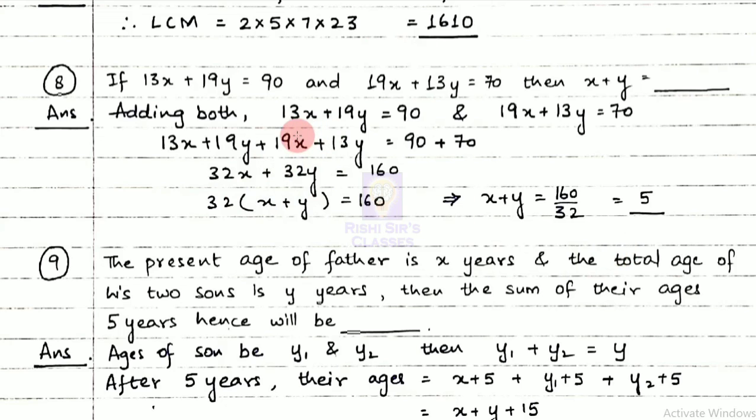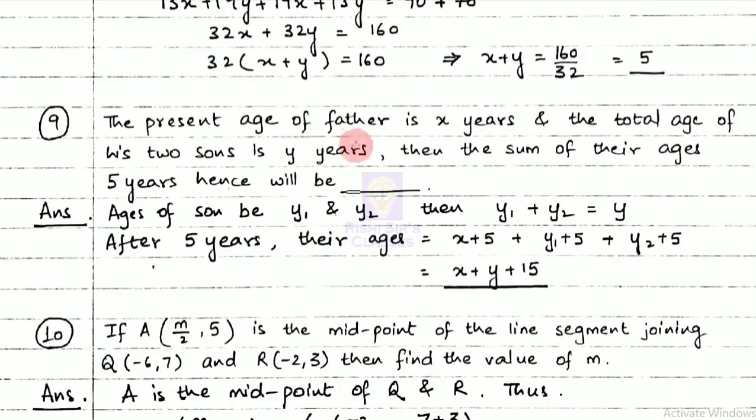Moving on to question number 9. The present age of father is x years and the total age of his two sons is y years. Then the sum of their ages 5 years hence will be, 5 years hence means the age after 5 years. So we can just form the equations as x plus 5, y1 plus 5 and y2 plus 5.